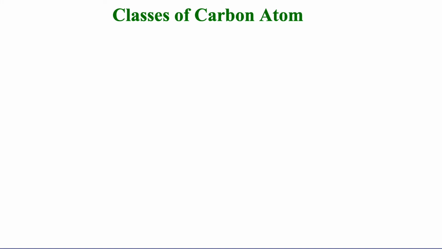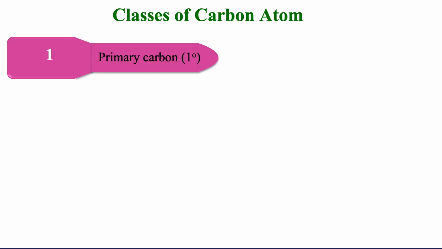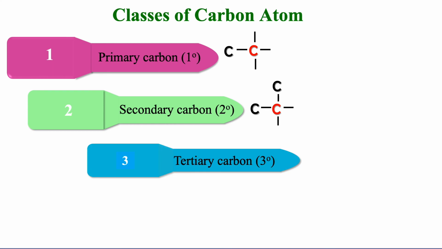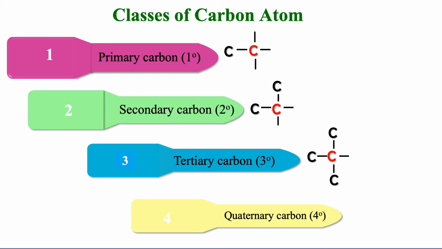Now, let's look at the classes of carbon atom. The first one is primary carbon. Primary carbon is when a carbon atom is attached to only one carbon atom. Next is secondary carbon. Secondary carbon is when a carbon atom is attached to two other carbon atoms. The next one is tertiary carbon. Tertiary carbon is when a carbon atom is attached to three other carbon atoms. And the last one is quaternary carbon. Quaternary carbon is when a carbon atom is attached to four other carbon atoms.